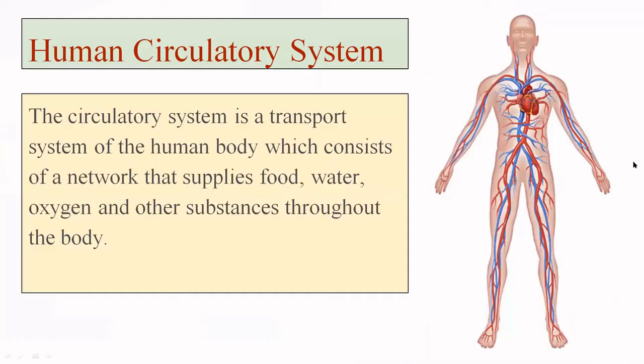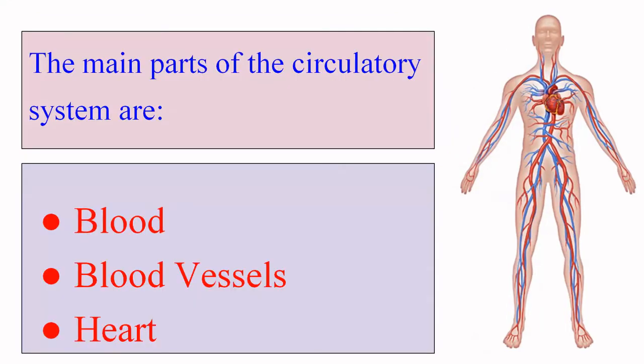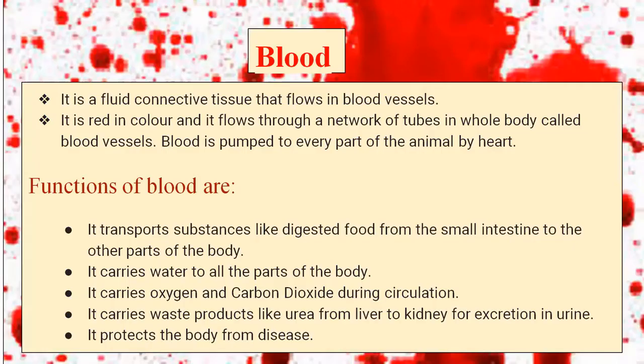Now, the human circulatory system is the transport system of the human body, which consists of a network that supplies food, water and oxygen and some other substances throughout our body. The main parts of the circulatory system are blood, blood vessels, and the heart.